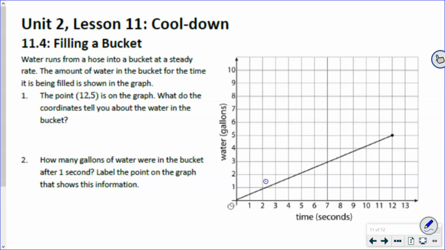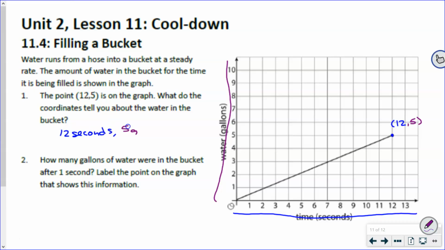Okay, so what we should have seen is the x value, the x-axis, is measuring time in seconds. So when I see this point here with the coordinates 12, 5, I know that the 12 is measuring time in seconds, and the 5 is measuring water in gallons. So specifically, that would be 12 seconds and 5 gallons. Or maybe another better way of saying that would be 5 gallons in 12 seconds.